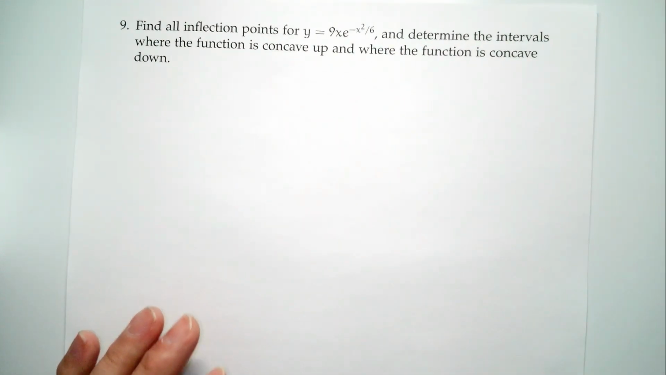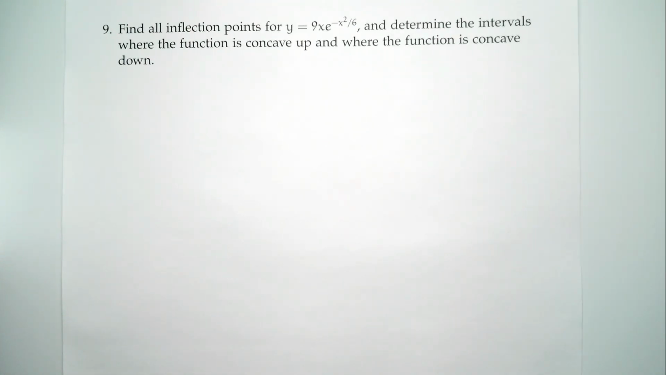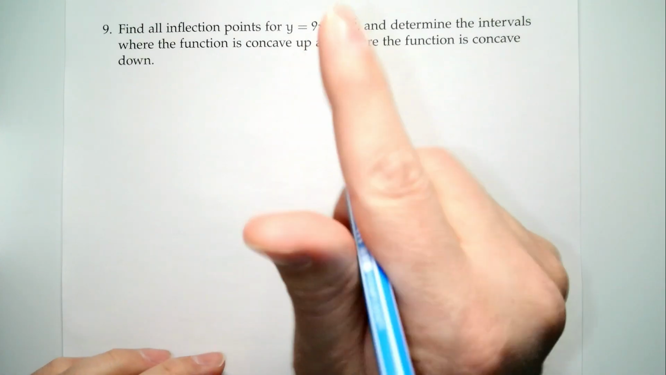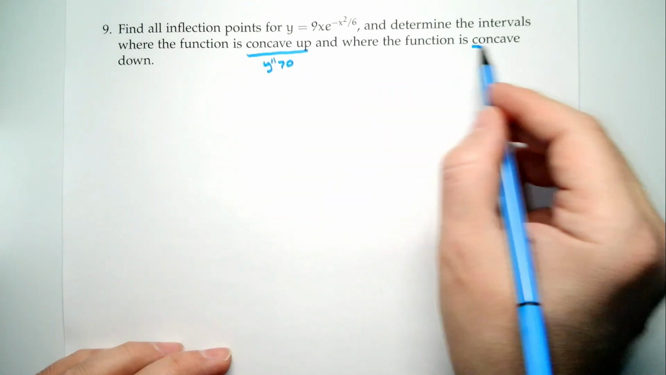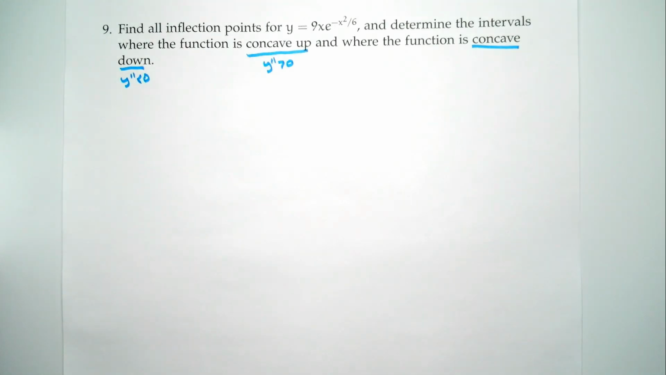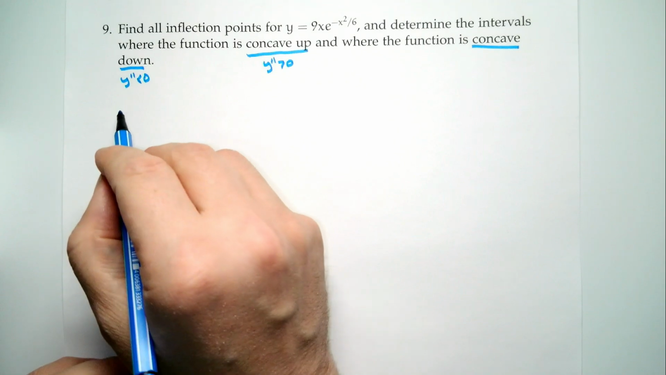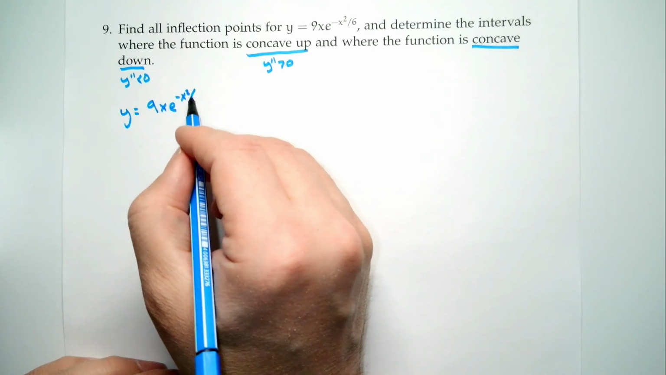Number 9. All right. Find all inflection points for y equals 9x e to the minus x squared over 6, and determine the intervals where the function is concave up and where the function is concave down. This is similar to a problem we did a little bit ago, right? And so we know when we're talking about concave up, that's secret code for saying second derivative is positive, and concave down is code for saying second derivative is negative. So it's about the second derivative. So, we're just going to be patient and work through this.